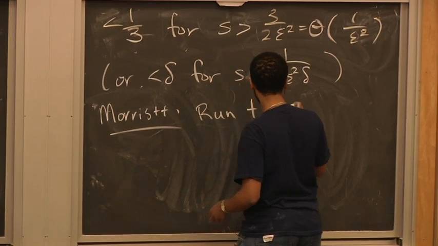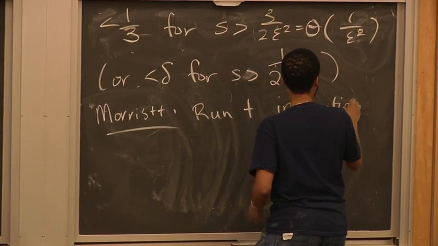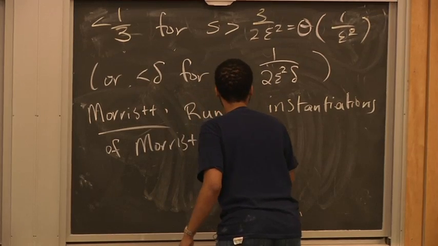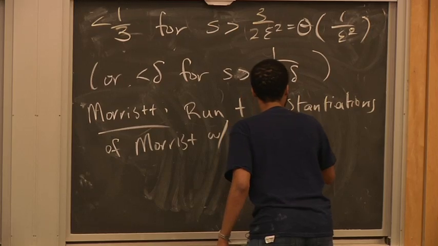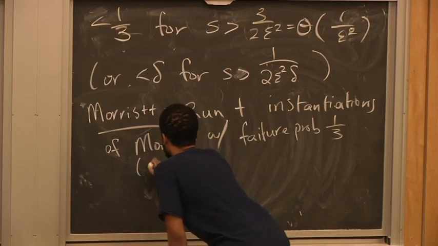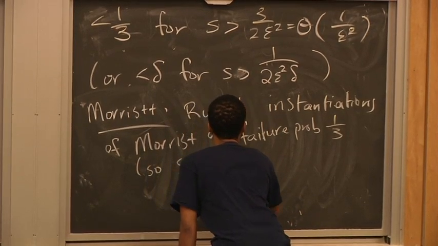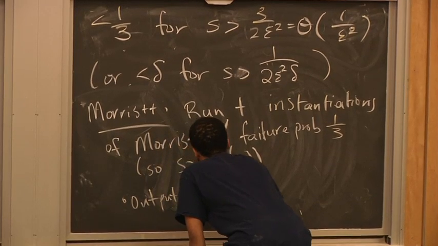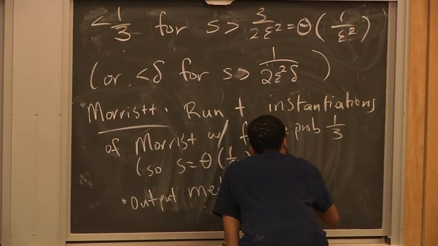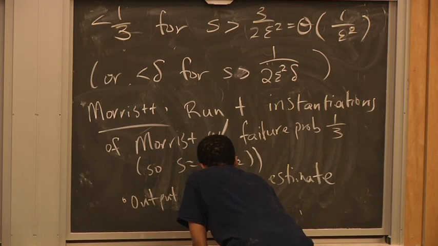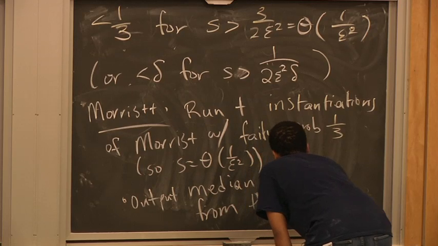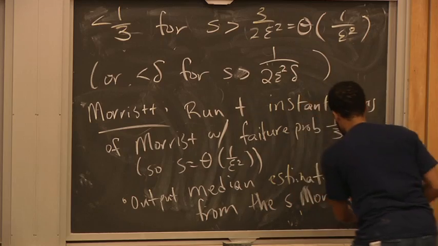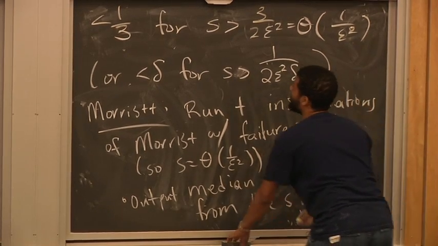Run t instantiations of Morris plus with failure probability 1/3, let's say. So s is theta 1 over epsilon squared. Output the median estimate from the s Morris pluses. And in the last, let's say, 30 seconds, I won't get to do the calculations. I'll put them in the notes. But why does this work?